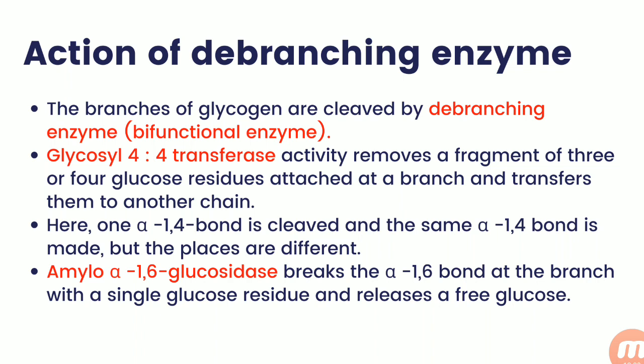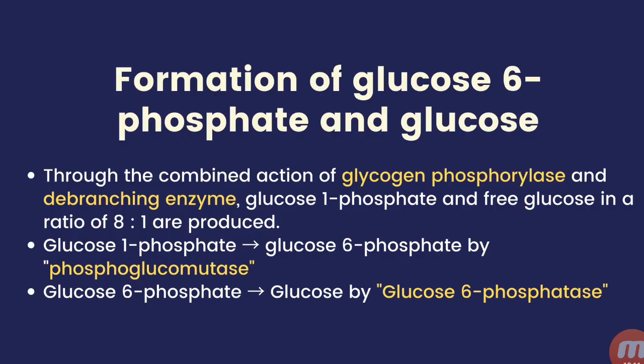Now, the last step is the formation of glucose 6-phosphate and glucose. Through the combined action of glycogen phosphorylase and debranching enzyme, glucose 1-phosphate and free glucose are produced in the ratio of 8:1. Glucose 1-phosphate is converted to glucose 6-phosphate by the enzyme phosphoglucomutase. After that, lastly, with the help of the enzyme glucose 6-phosphatase, the glucose 6-phosphate is converted to glucose.